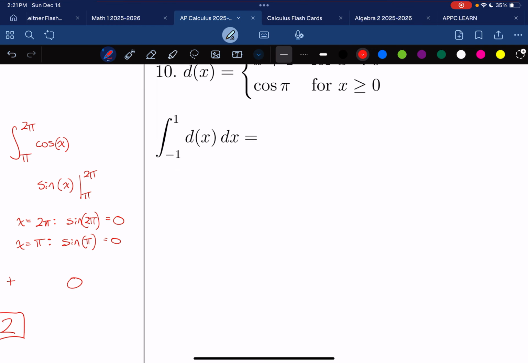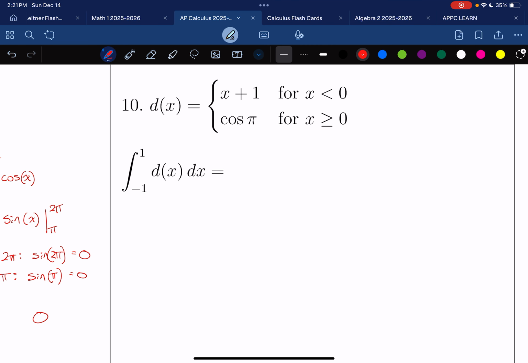All right, moving on to number 10. In number 10, I have the left piece, which is going to be -1 to 0, and the right piece, which is going to be from 0 to +1. The left function is x plus 1. The right function is cosine of pi. Again, I'm always worried about paying the taxman, but taxman is not there.